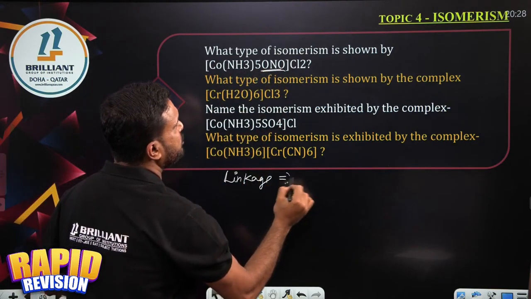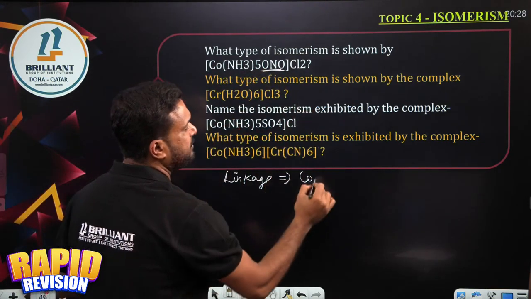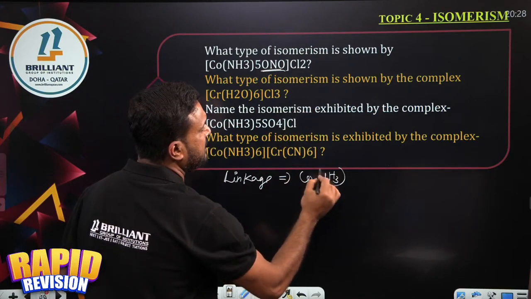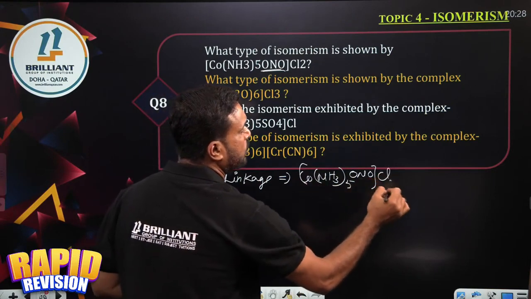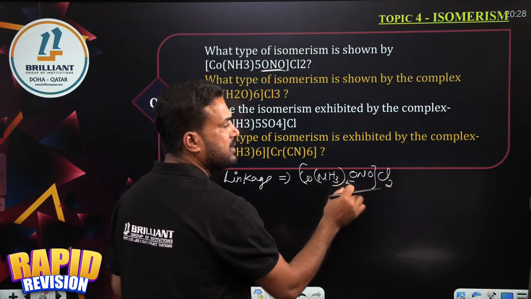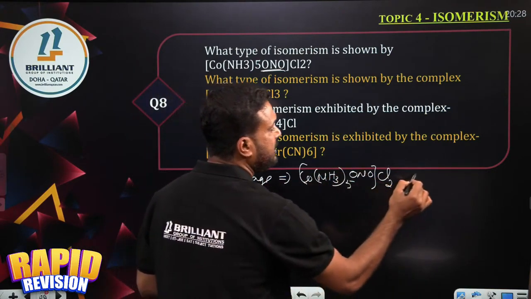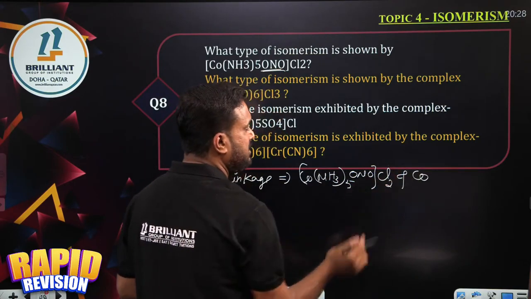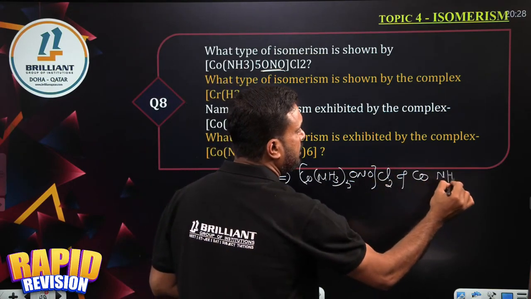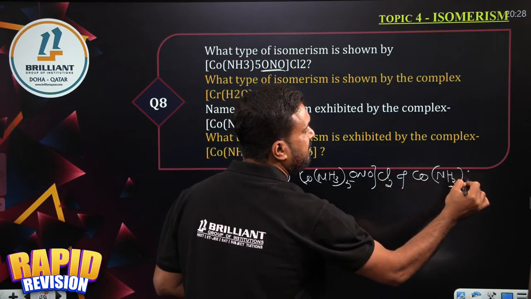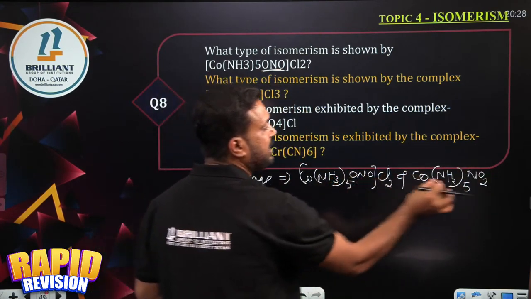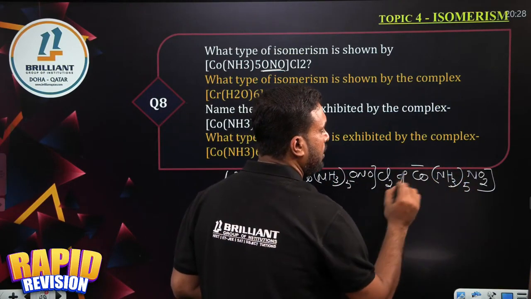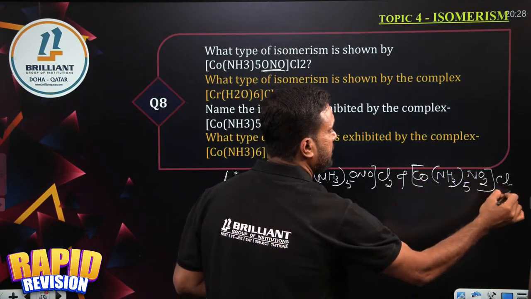So for linkage isomerism, I will write the next isomer: [Co(NH3)5ONO]Cl2. What is the linkage isomer of this one? They also asked that in the board paper. The linkage isomer is [Co(NH3)5NO2]Cl2. Here it is attached through O, here it is attached through N, as NO2. Then Cl2 is the same.